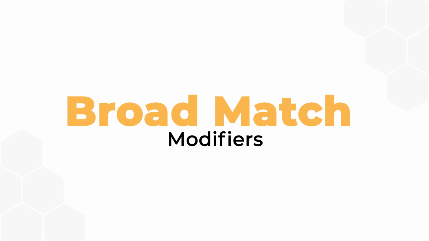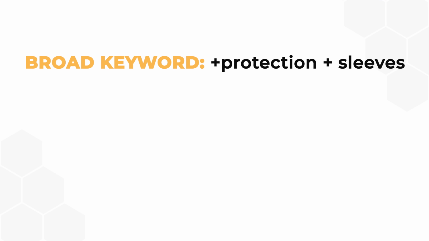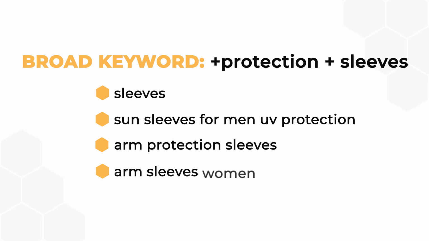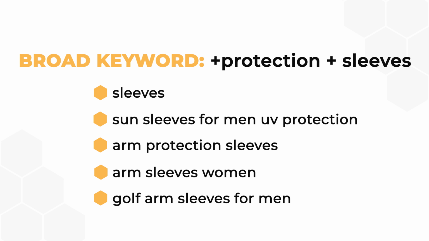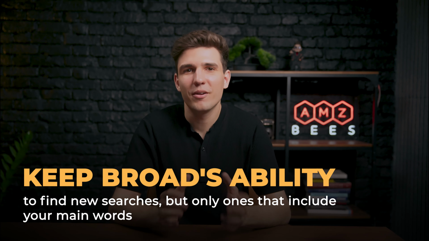A broad match modifier is still broad match, but you add a plus sign in front of the words that must appear in the shopper search. If your keyword phrase has 2 words, Amazon will definitely include at least one of them. With plus protection plus sleeves, for example, you're telling Amazon that both words or a close variant of each must be in the search, while still allowing broad's flexibility around them. You keep a broad's ability to find new searches, but only ones that include your main words. And because Amazon is reading searches more loosely now, broad modifiers behave like normal broad matches did several years ago. The plus sign holds broad match to your main words, while everything around them is widened.